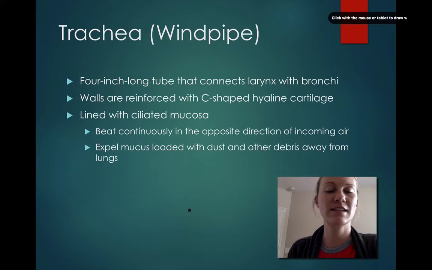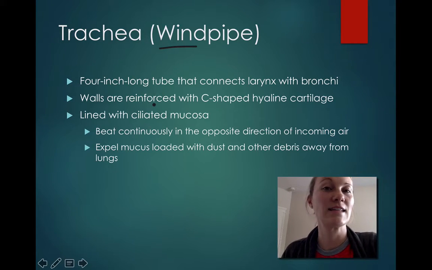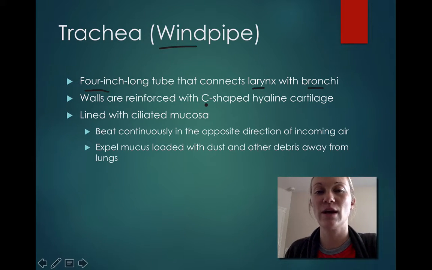All right, so now we're into the trachea. The trachea is also known as the windpipe. I tend to call it the windpipe, but basically this is a 4-inch tube that connects the larynx with the bronchi. The walls are reinforced with C-shaped hyaline cartilage, so it's going to look like this. Having it reinforced just adds some extra protection for it.